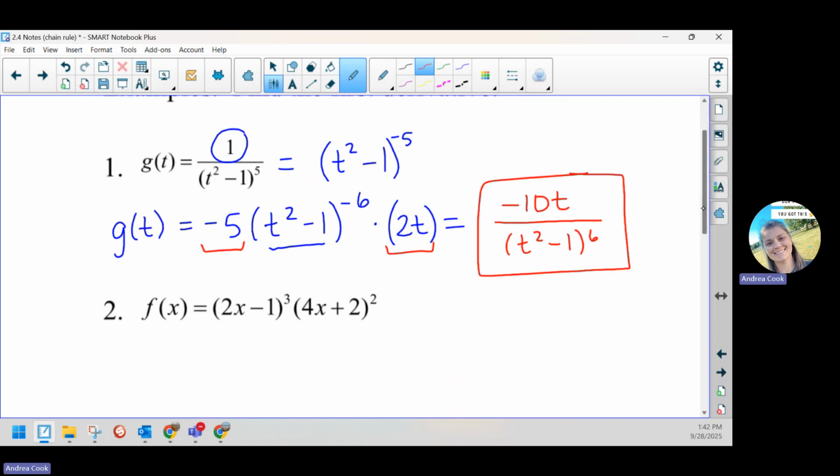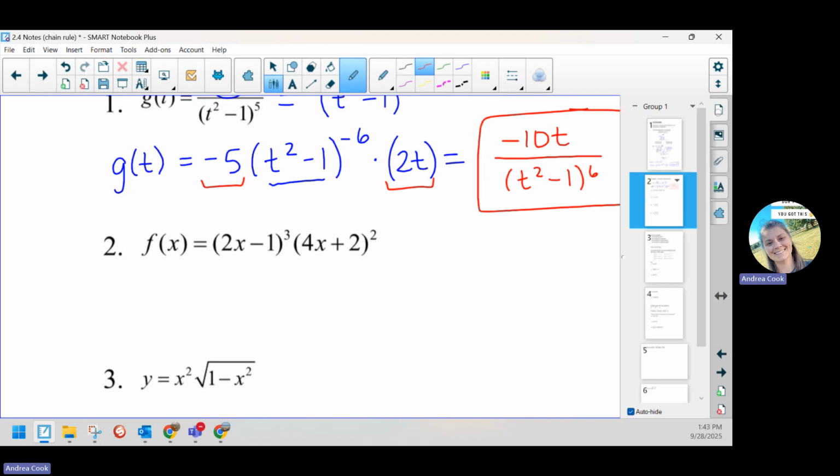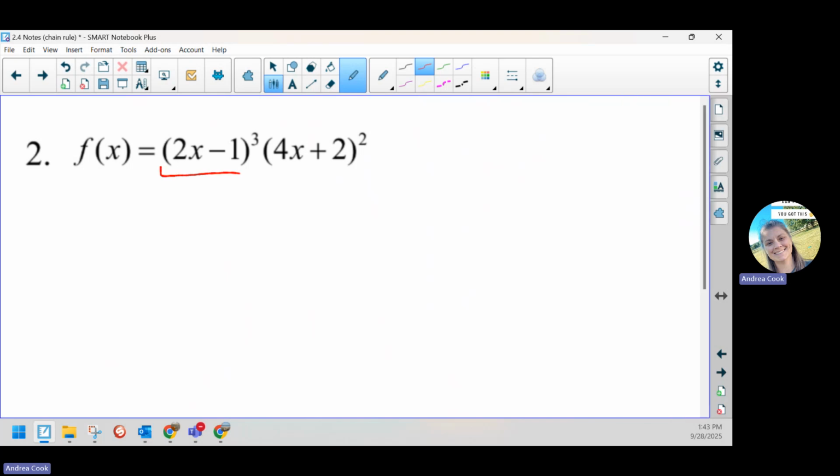Okay, example 2 is a little bit more complicated. It's going to take me a little bit more space than that. So I'm going to go to a different page, so I have some more space here. Okay, so the big picture you want to see is that you have a function times another function. So I'm going to think of this as function A and this is function B. So when I find the derivative, I'm going to have to do product rule.